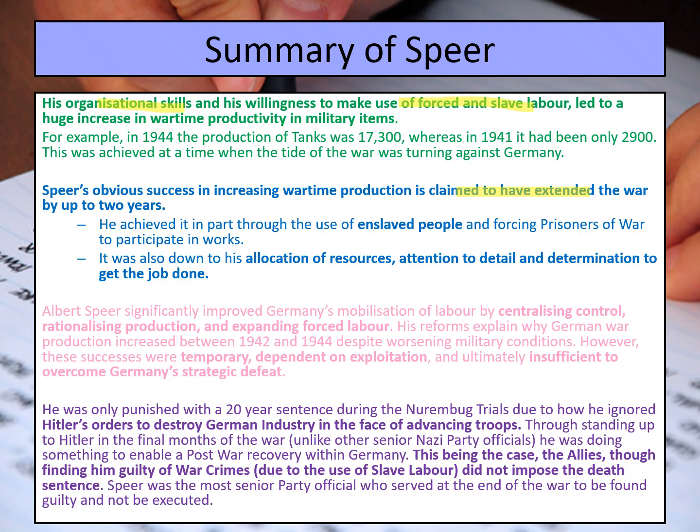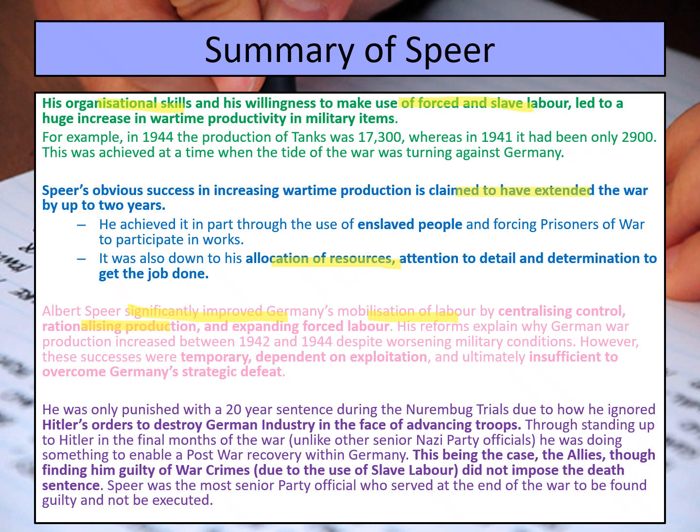Don't forget all of his measures as well were doing things like having factories open 24 hours a day and also making sure that factories were more dispersed as well. He also made sure that he allocated resources and tried to have a greater control of the economy through the Central Planning Agency. Albert Speer certainly did manage to improve Germany's mobilisation of labour by centralising control over it and also rationalise production, so much so that he was able to achieve the production miracle.